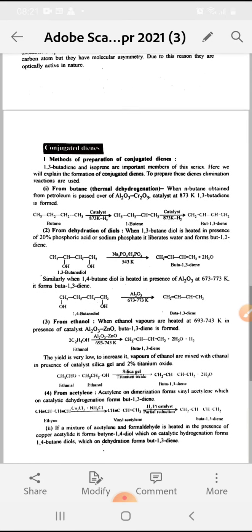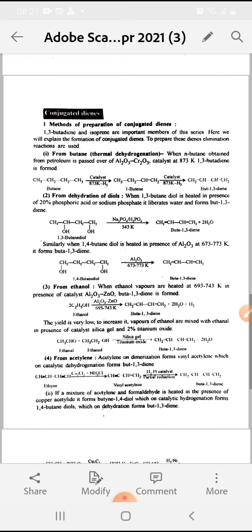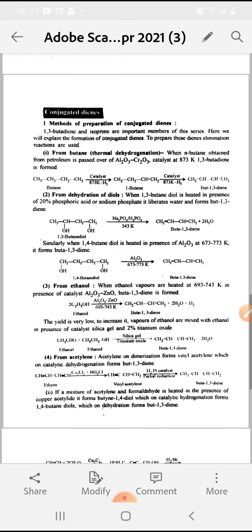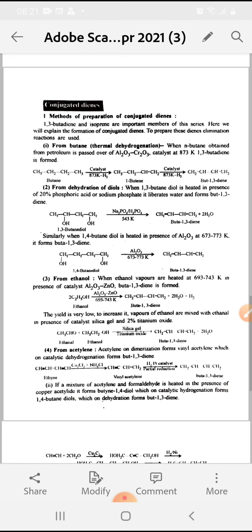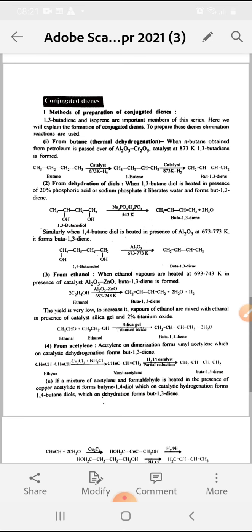Now we come to the next type of dienes, that is conjugated dienes. First, let's take up methods of preparation of conjugated dienes. 1,3-butadiene and isoprene are important members of this series. To prepare these dienes, elimination reactions are used. The first method is from butane by thermal dehydrogenation.